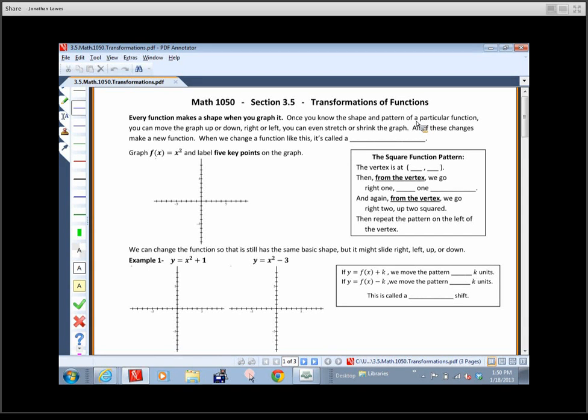Okay, now, with the simple functions that we're dealing with right now, sometimes it's tough to tell the difference between a vertical stretch and a horizontal shrink, but hopefully we'll get there. There is definitely a difference in the way they're set up. In either case, whenever we transform these, okay, this is called a transformation.